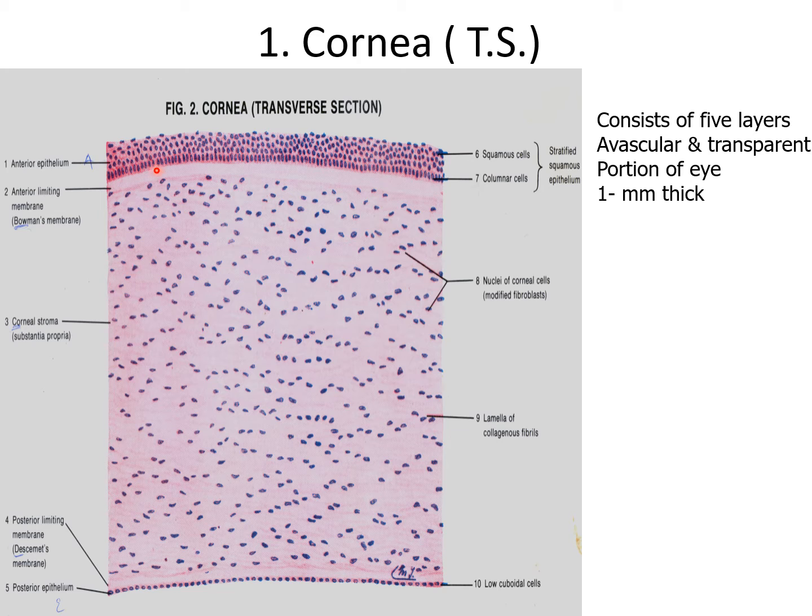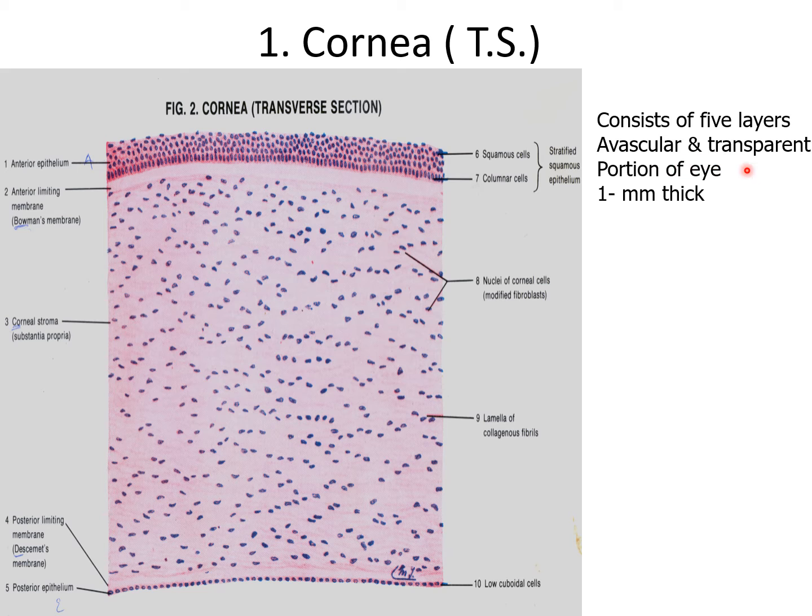The anterior limiting membrane is named Bowman's membrane, and the posterior limiting membrane is Descemet's membrane. Posteriorly there is the posterior epithelium, a low cuboidal epithelium. The anterior epithelium is multilayered because protection is needed here. This epithelium is stratified squamous epithelium, non-keratinized. Here there are squamous cells, and the lower portion rests on the basement membrane. These cells are columnar cells. So there are two types of cells: columnar cells, and above them squamous cells. So it is called stratified squamous epithelium. The cornea consists of 5 layers.